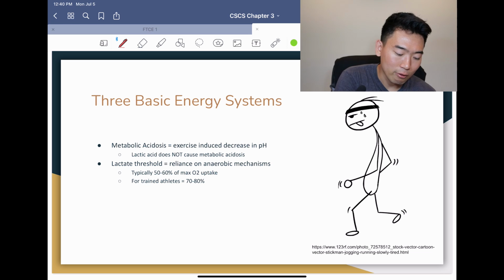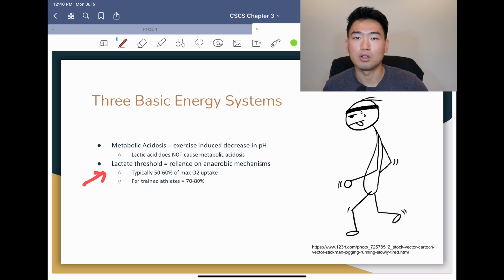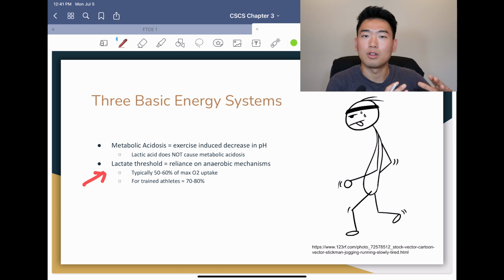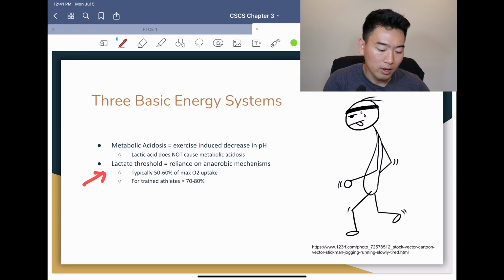All right, lactate threshold, I mentioned this earlier in the previous slide, and this is when someone is exercising and the reliance on the anaerobic mechanisms to produce ATP becomes higher and higher. So you're relying on that fast glycolysis on the anaerobic side more and more, and lactate threshold is when you start doing that as an athlete. Okay, so that is important to keep in mind.